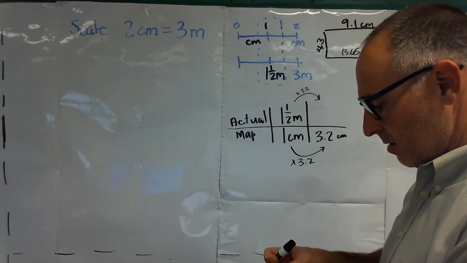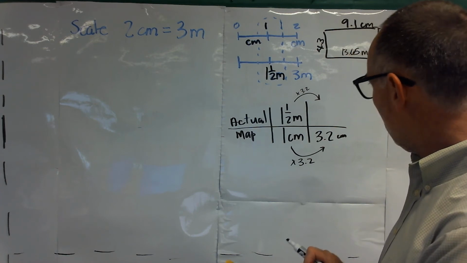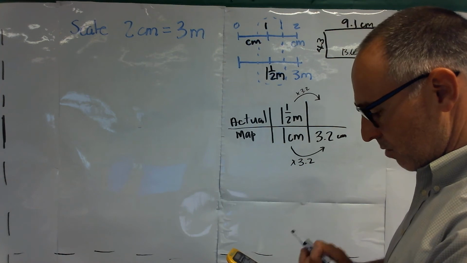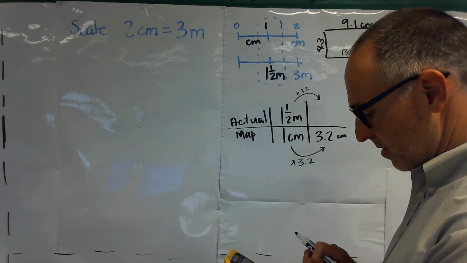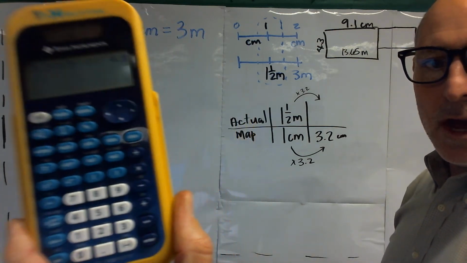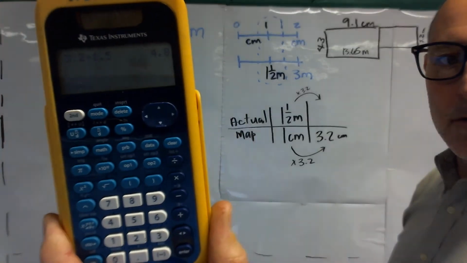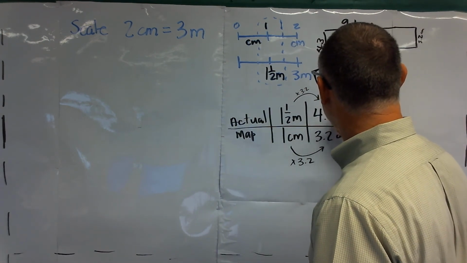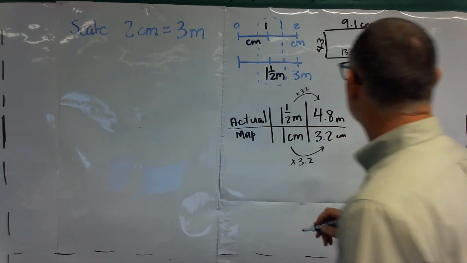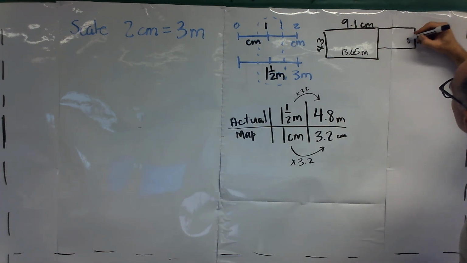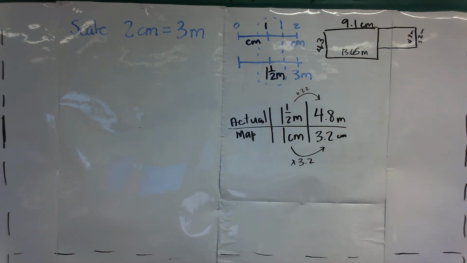Calculator. All right, I get my calculator. I'm going to go 3 2/10. I'm going to multiply that by 1 1/2. And I'm going to hit that. And I'm going to get 4 8/10. Right there. Meters. 4 8/10 meters. So that means that this length right here is 4.8 or 4 8/10 meters.